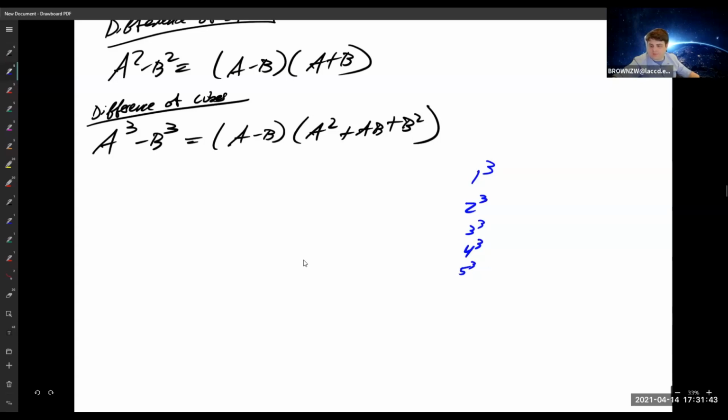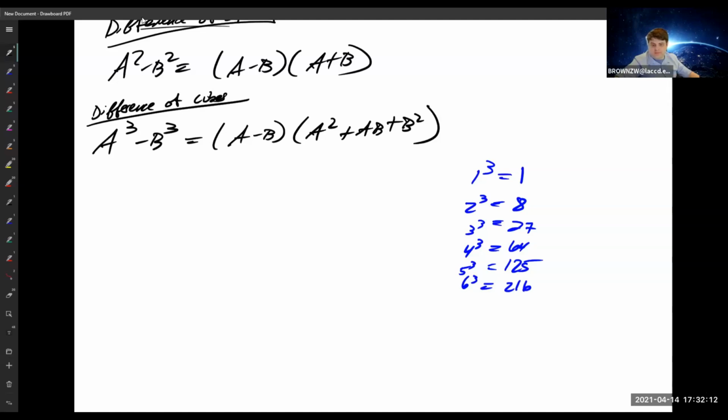Really, you don't need your cubes past 5. So 1 cubed is 1, 2 cubed is 8, 3 cubed is 27, 4 cubed is 64, 5 cubed is 125, and 6 cubed is 216. So it's something to keep in your back pocket. So how does one of these work?